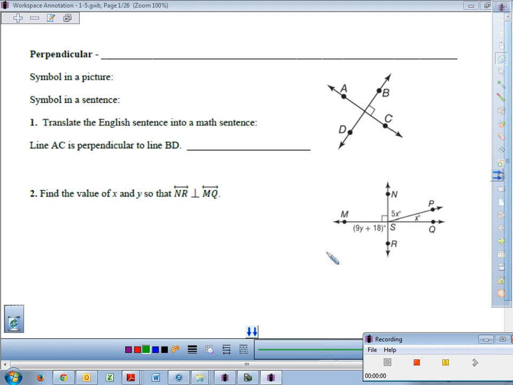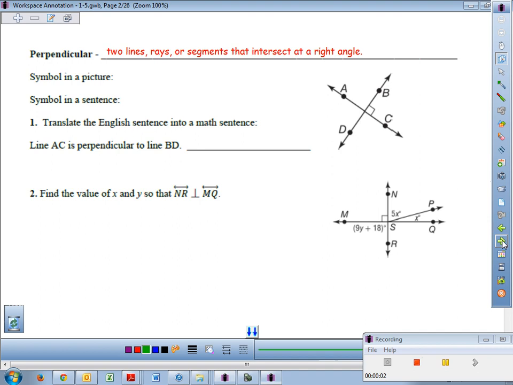We'll talk about perpendicular. What does perpendicular mean? Two lines, rays, or segments that intersect at a right angle. In a picture, you might see a symbol for perpendicular that looks like this.